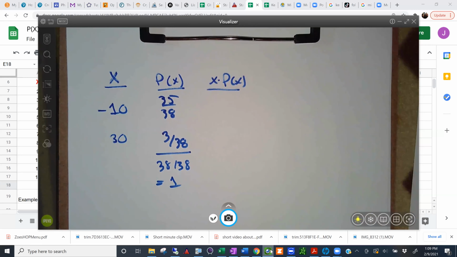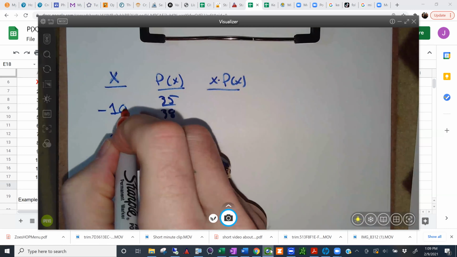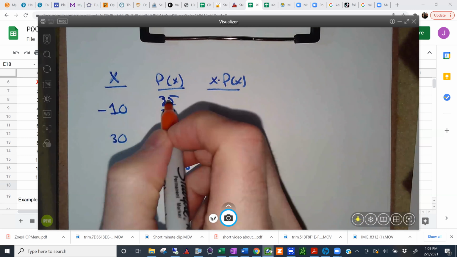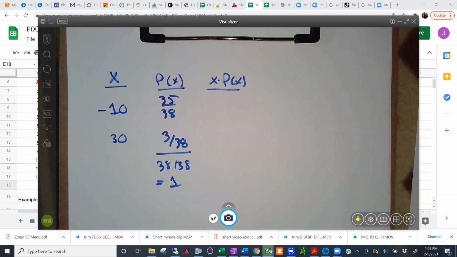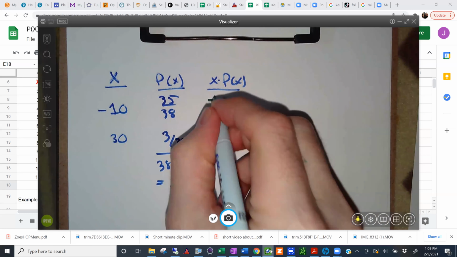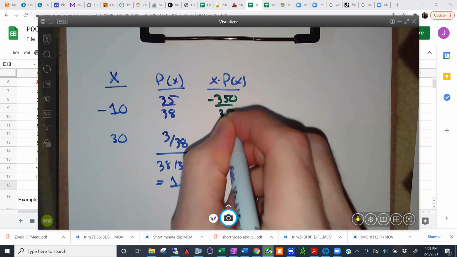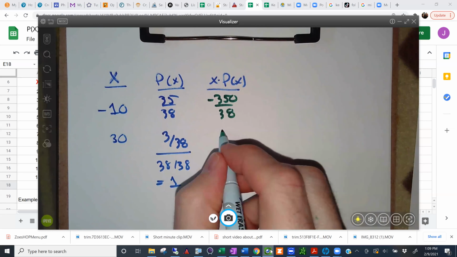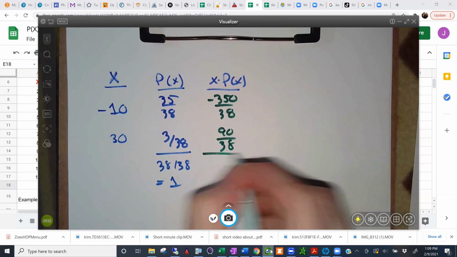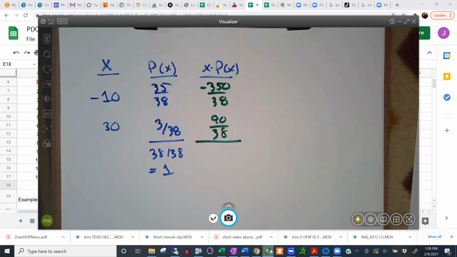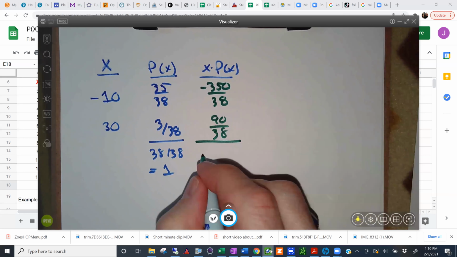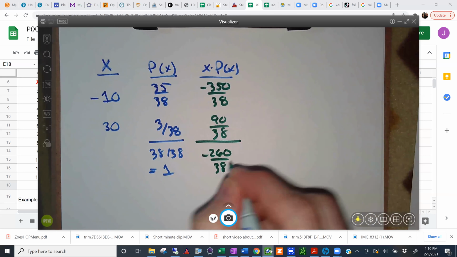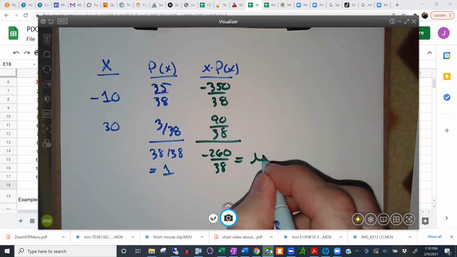To find the expected value, I need to take and multiply these together. So it's going to be this times this, and then this times this, add them all up. So let's see what happens when we do that. I get negative 350 over 38, and then 90 over 38. Since I have the same denominator, I can add the numerators and get negative 260 over 38. That's my expected value.